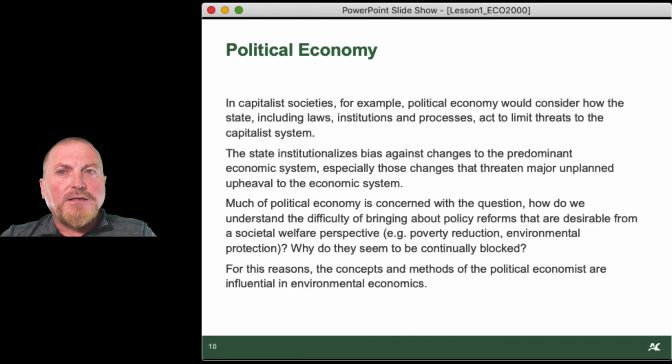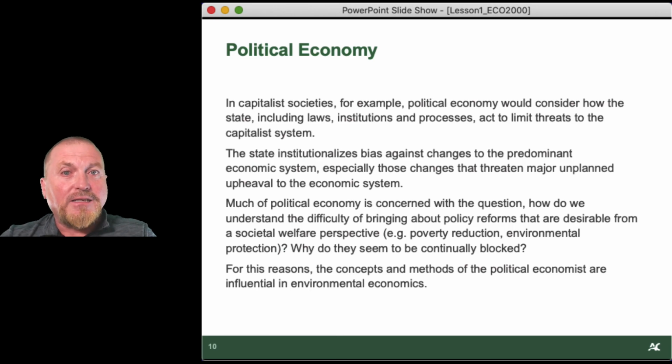In capitalist societies, for example, political economy would consider how the state, including laws, institutions, and processes, acts to limit threats to the capitalist system. The state institutionalizes bias against changes to the predominant economic system, especially those changes that threaten major unplanned upheaval to the economic system. And don't get me wrong, for good reason, right? We need wealth generation to feed the people and to provide public welfare, to support the state, to support modern infrastructure, and so on. We get all that.